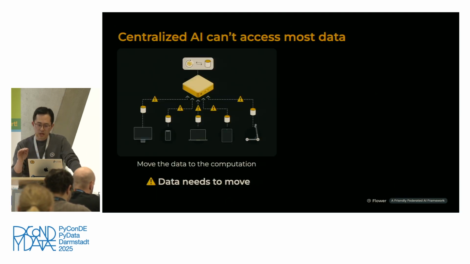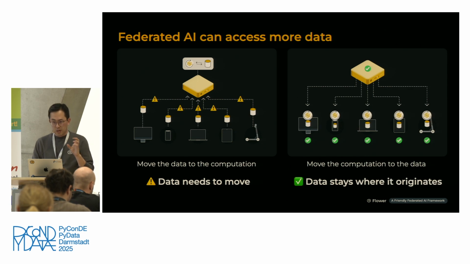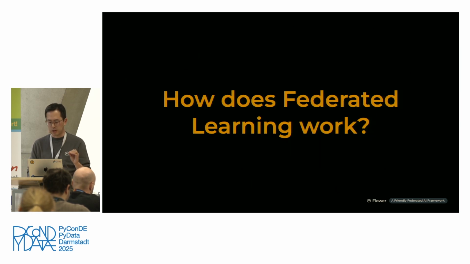So the summary here is that centralized AI can't access most of the data, right? Because we need to move the data to the computation. So if we employ federated AI, we're able to move the computation to the data source, and it just stays where it originates. We can then train an aggregated model from all the distributed data sources. That's the premise. Okay, that's a quick rundown.